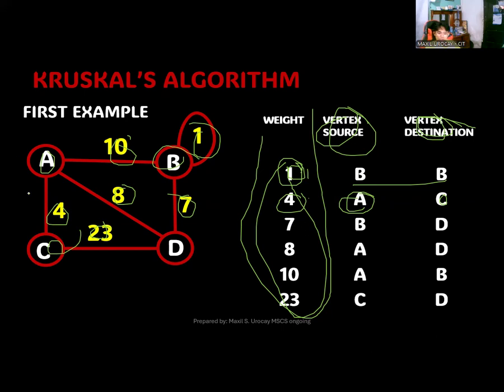Now, for 7, what will be the address of 7? That will be B and D, so BD. For 8, that will be AD. For 10, that is A and B. And for 23, that is CD. So that's how you identify that one.